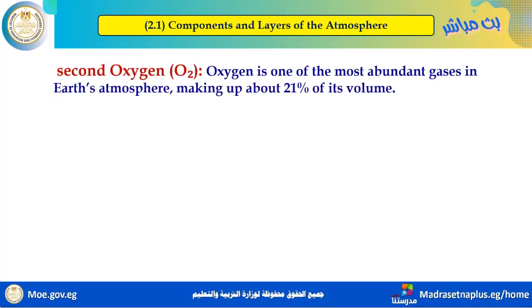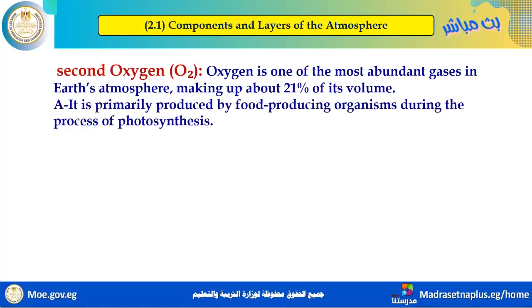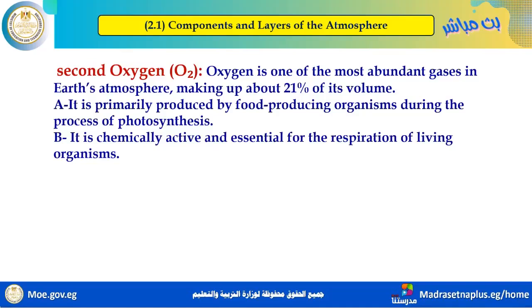Second, oxygen. Oxygen is one of the most abundant gases, second after nitrogen on the Earth, making up about 21% of its volume. It's primarily produced by food-producing organisms. We have said it before, in the photosynthesis process, the plant produces mainly oxygen gas. It is chemically active and essential. Essential, pay attention. It is the opposite of nitrogen. Nitrogen is not active, this is active.